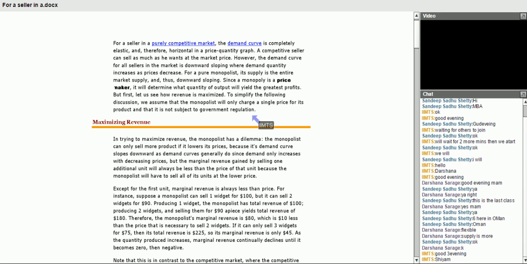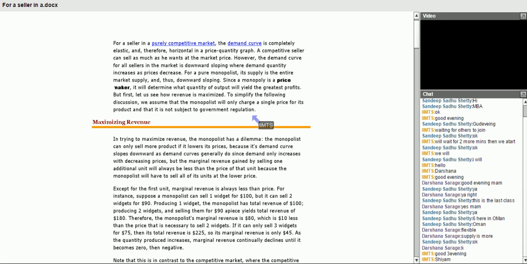But the marginal revenue, meaning the extra earning he gets by selling one additional unit, will always be less than the price of that unit, because the monopolist will have to sell all of its units at the lowest price. Okay, so here is one example to make it clear. Except for the first unit, the marginal revenue will always be less than the price.